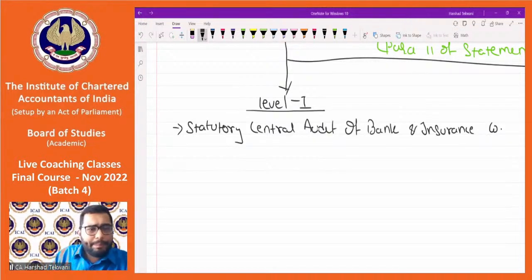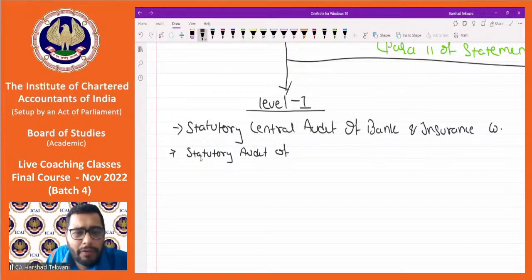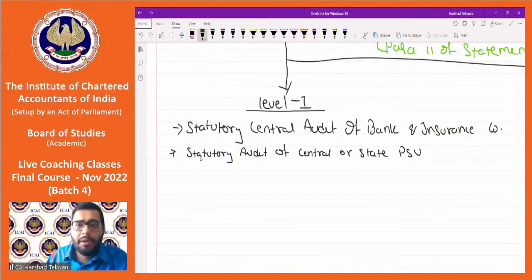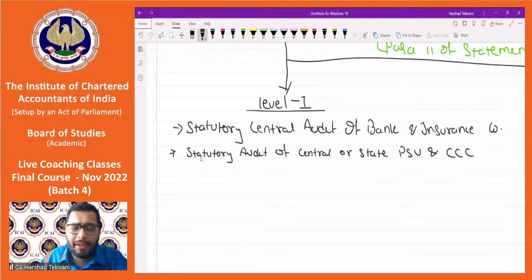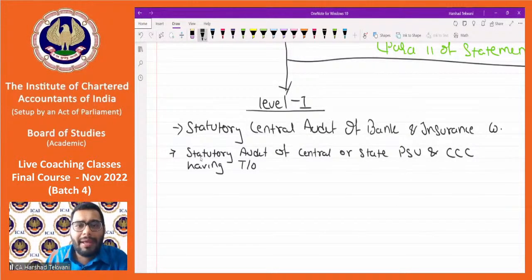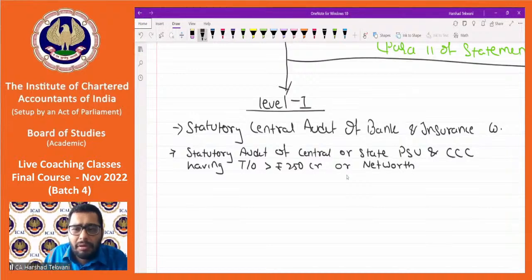Then second, statutory audit of central or state public sector undertakings, PSU and central cooperative societies. But there has been change compared to the last time. Now they have been provided a limit of turnover. So PSU and central cooperative societies having turnover greater than rupees 250 crore or net worth greater than rupees 5 crore.